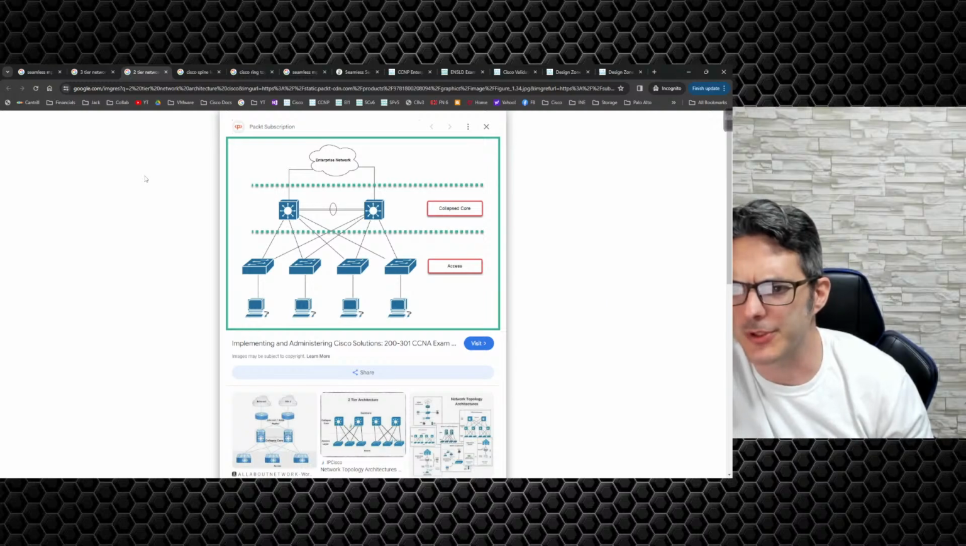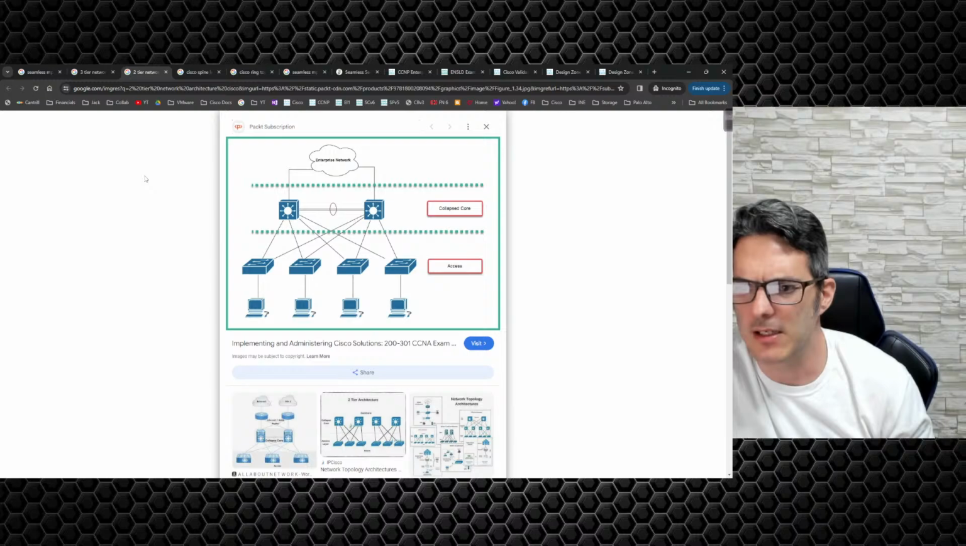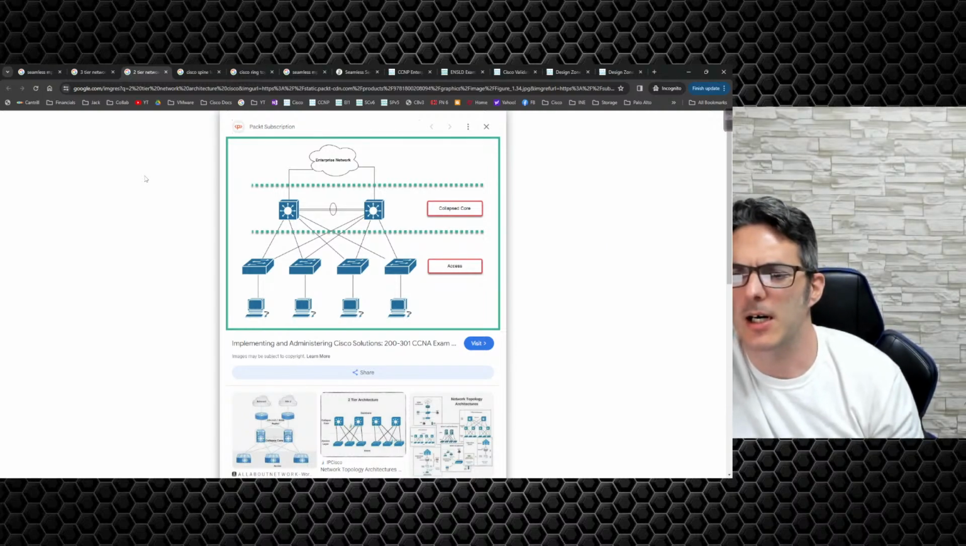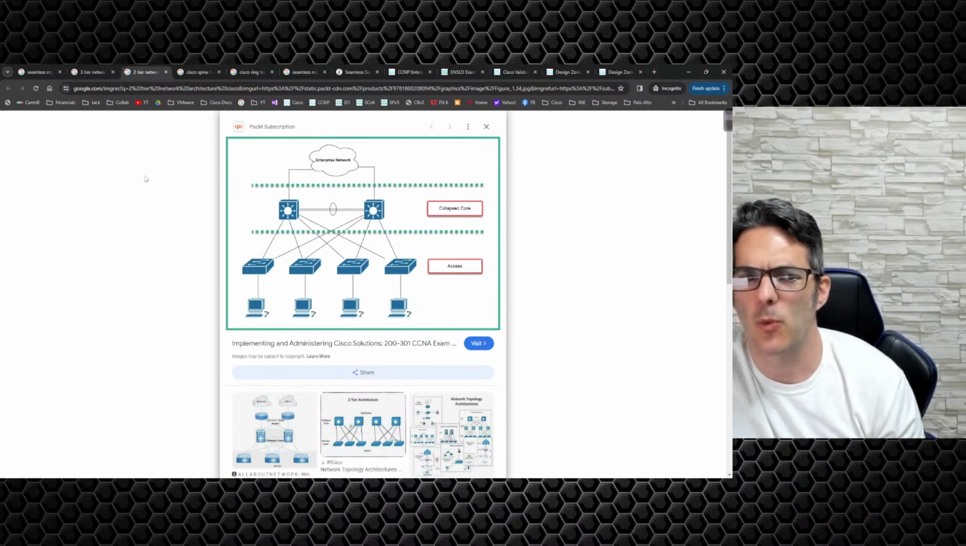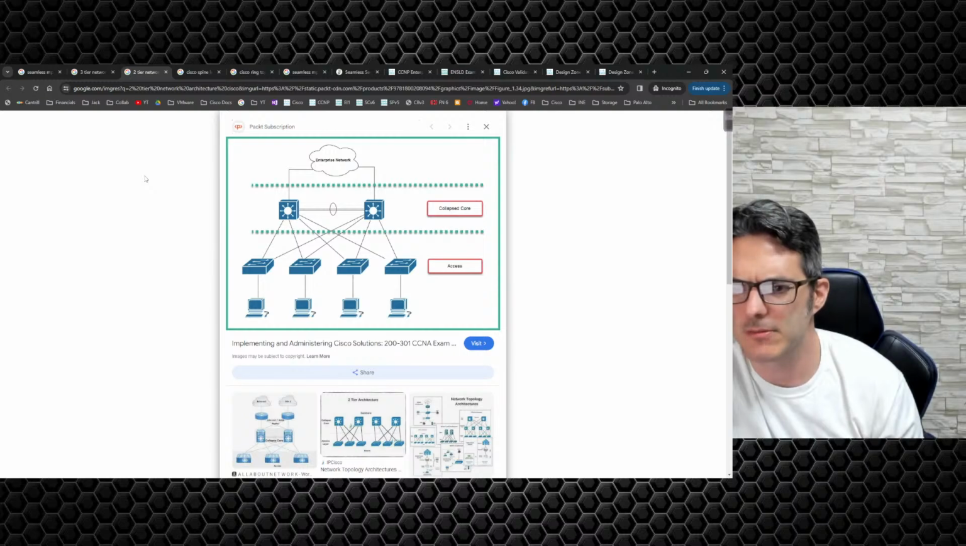Talking about collapsed core design, I have failed to argue against stacking StackWise Virtual or VSS cores, but I still see it a lot. Client architects don't see the shared control plane as a risk. Interesting. Okay. So let me ask you this: why do you see it as a risk?